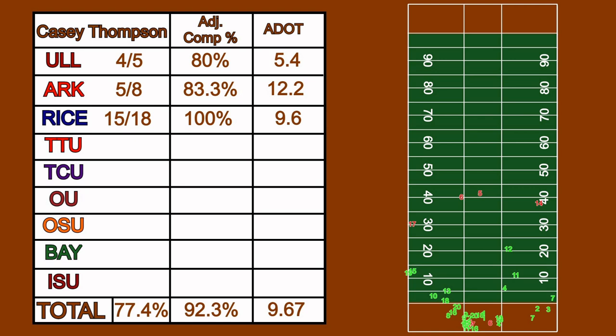Granted, it was against Rice, so who knows? Rice played Arkansas good, which is kind of funny, and then they played Houston good for the first half, but Casey Thompson demolished them. So we'll see. Hopefully we can get more of that. I would love more of that. If we can get some of that versus OU, the Oklahoma legacy, I said it once, I'll say it again, that would make my day.